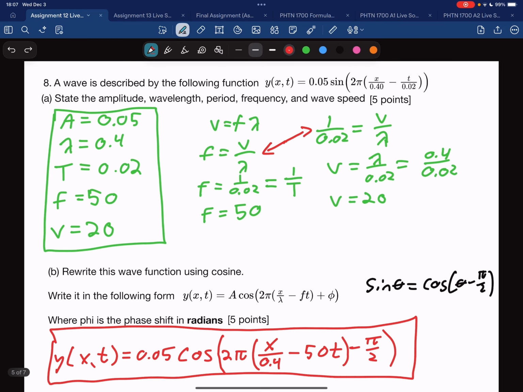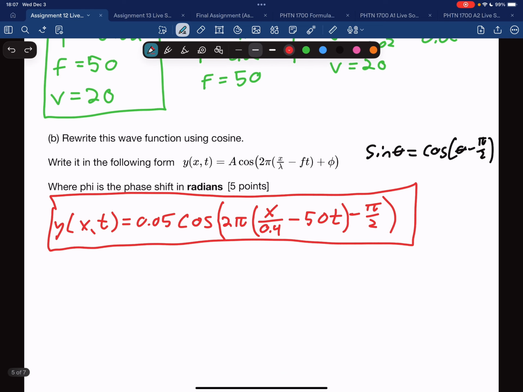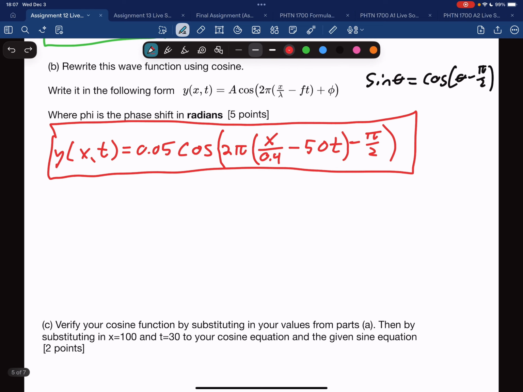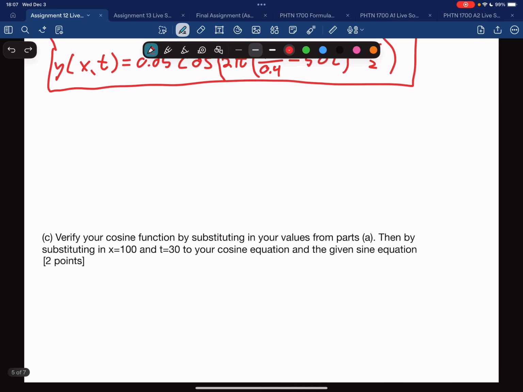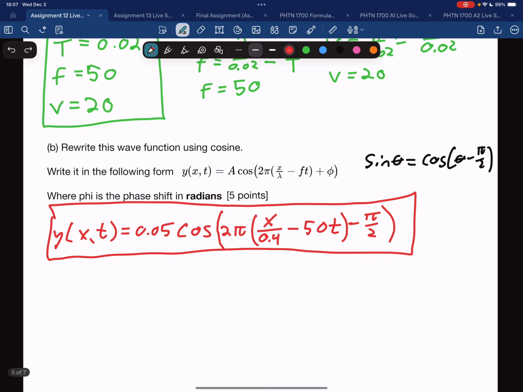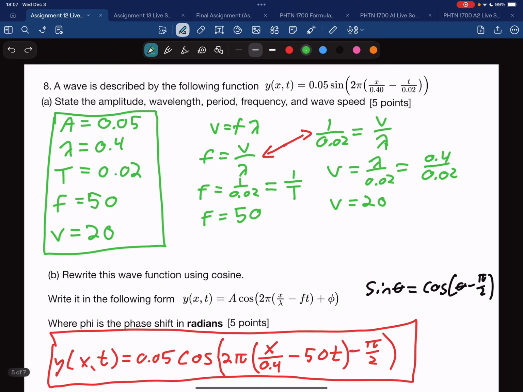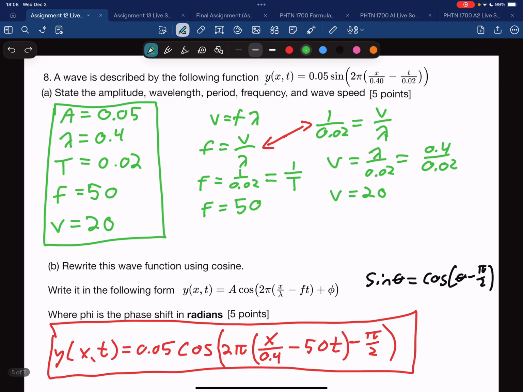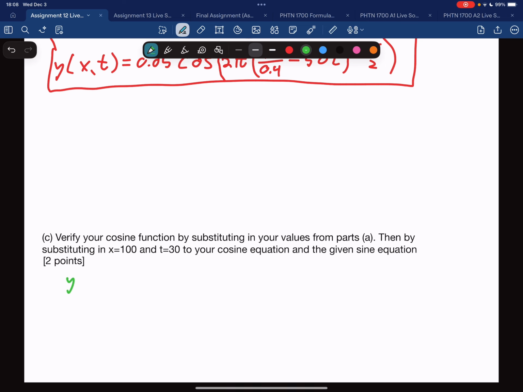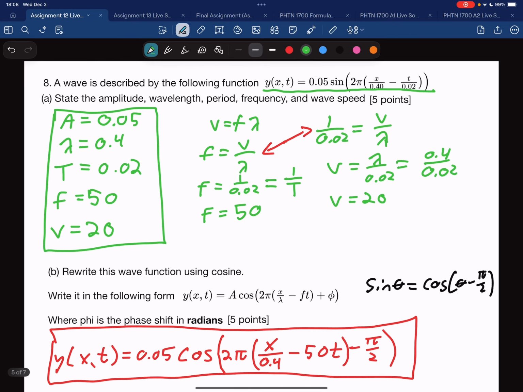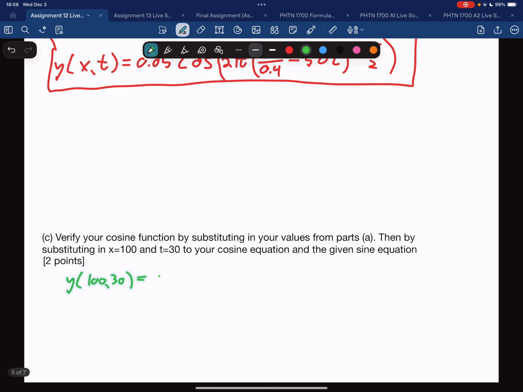So basically we're verifying that the original equation given to us in the very beginning is equal to the equation that we just built in part B. We're just verifying that this is true. So plugging in for the sine equation here, and I'm going to call this green, this is going to be a green function. y of 130, y at both of these values, plugging in, you should get exactly 0.